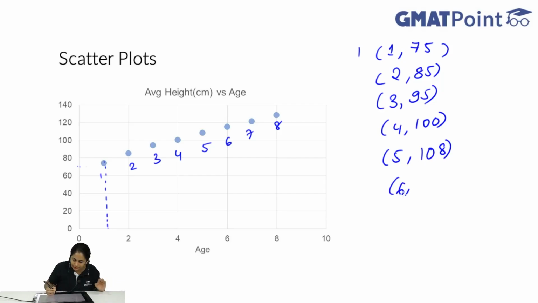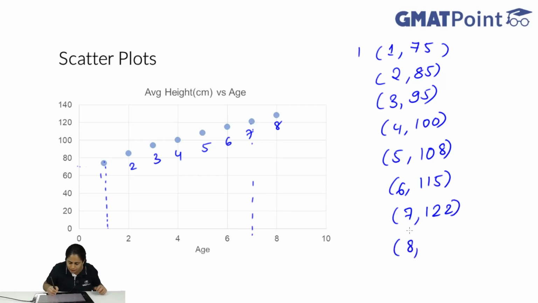6 is slightly lesser than 120. So I'd say it is around 115. For the 7th point, this is 7 on the x-axis. On the y-axis it is slightly above 120. So I'd say this is 122. 8 is exactly on 8 and it is midway between 120 and 140, slightly less than 130. So I'd say this is around 128.